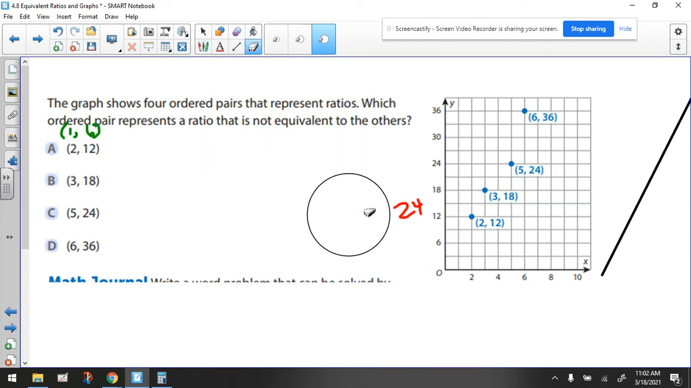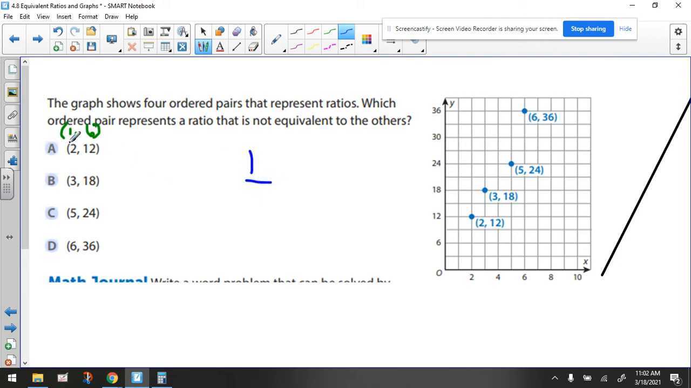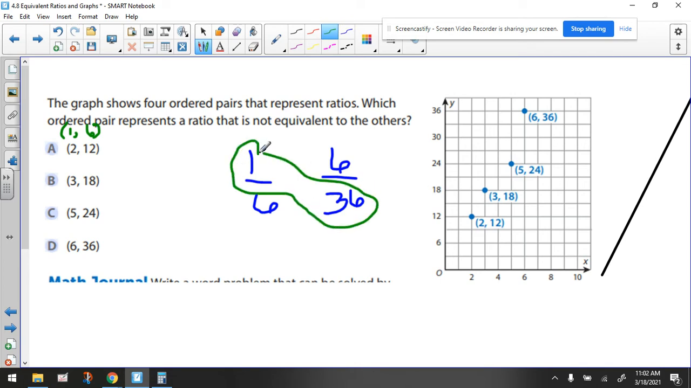So again, if we compare choice D to the simplified equivalent to both choices A and B that are equivalent to each other, and throw in the 6 to 36, let's explore the cross products there. If we do this times this, that's equal to 36. And if we do this times this, also equal to 36.